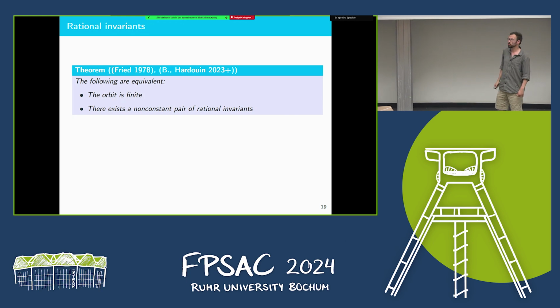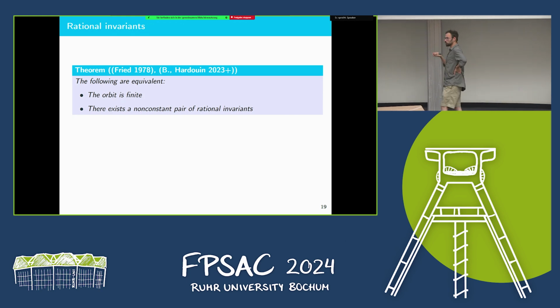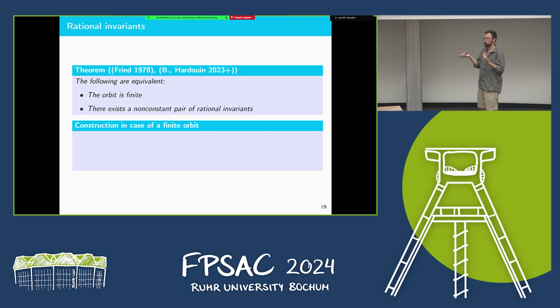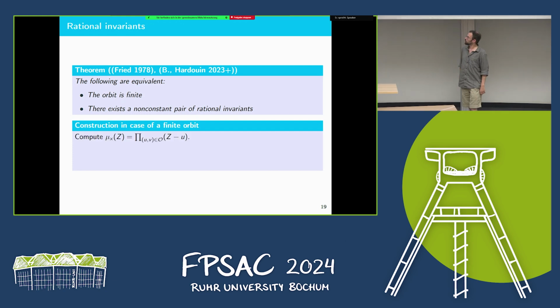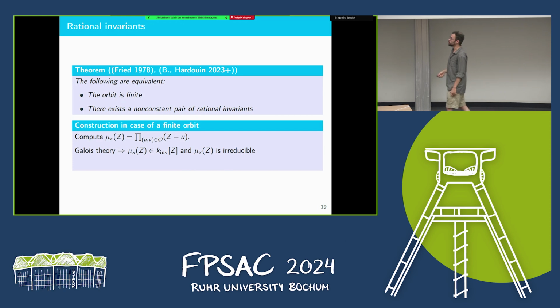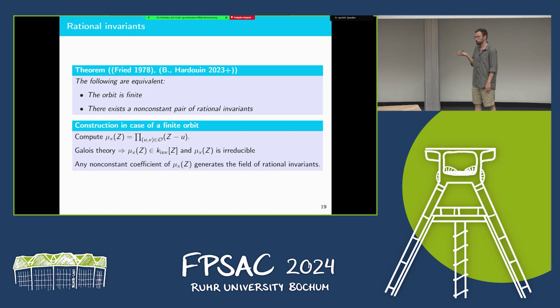For rational invariants, we have this equivalence: the orbit is finite if and only if there exists a pair of non-constant rational invariants. And how do we compute them in this case? Well, we are able to compute the vanishing polynomial of the last coordinates of the orbit as follows. And then it is reducible, and moreover, its coefficients are rational invariants. And now that we have computed it, it turns out that any non-constant coefficient of this polynomial generates the whole field of non-constant rational invariants.